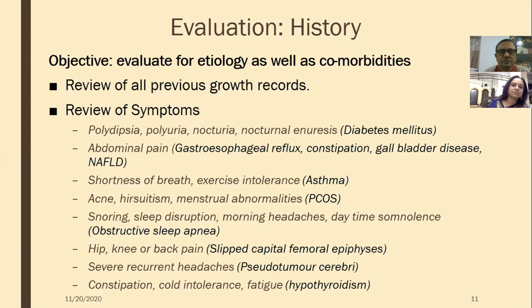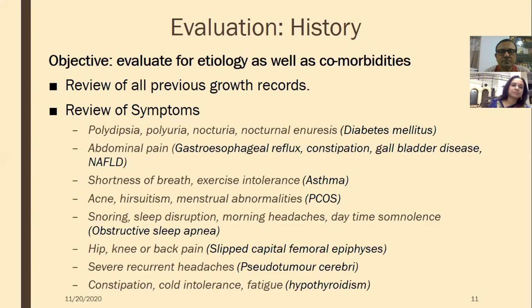So how to evaluate such a child? The objective of our evaluation is twofold. One, we want to evaluate for etiology of obesity, the one we have covered: simple obesity, pathological, and which kind of pathological obesity. And at the same time, also for the complications or the comorbidities of obesity.